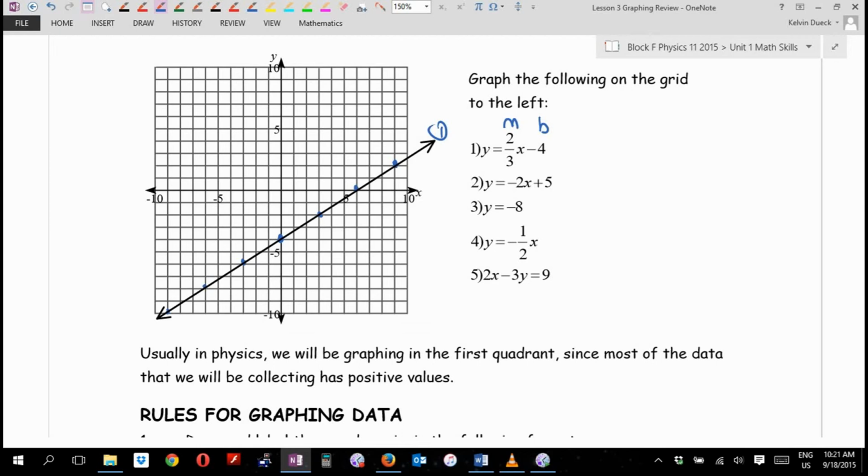Number 2. Alex, my friend, number 2, is that a line? Yes. How do you know? Okay, no weird stuff. Okay, is the y by itself? Yes. Oh, hey, this is slope-intercept form. Alex, my friend, what's the y-intercept? 5. What's the slope? Which means count how? Down 2 over 1, down 2 over 1, down 2 over 1, down 2 over 1.